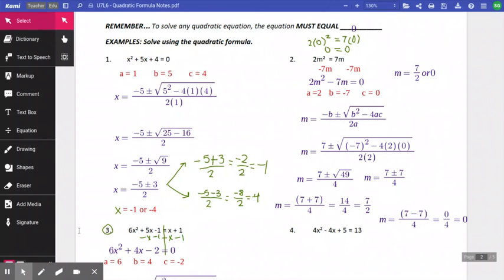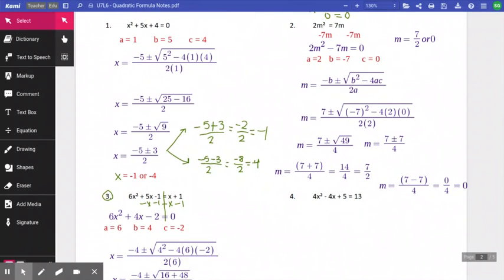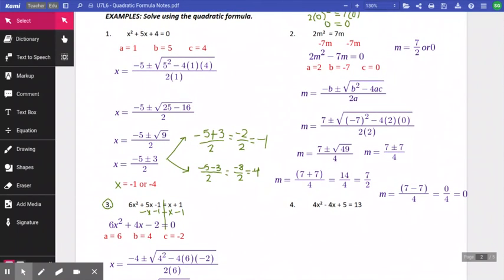Once you've got that, you can see that a is 6, b is 4, and c is negative 2. Don't forget that negative that goes with it. After that, we use the quadratic formula to substitute those 3 numbers. I've got x equals negative b, so negative 4, plus or minus the square root of b squared, so 4 squared, minus 4 times a, which is 6, times c, which is negative 2, all divided by 2a, which is 6.